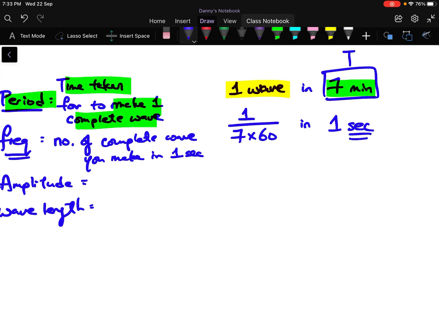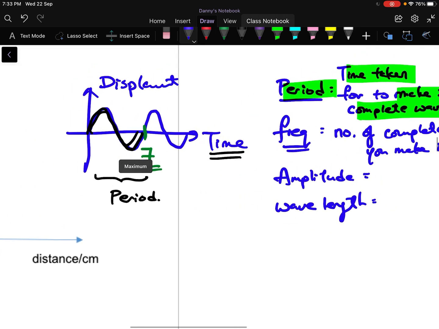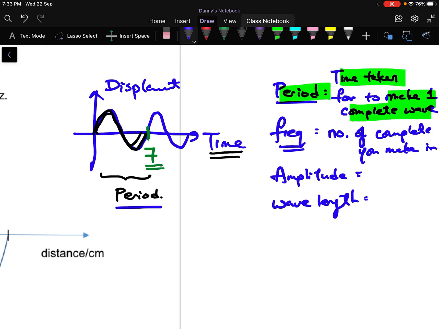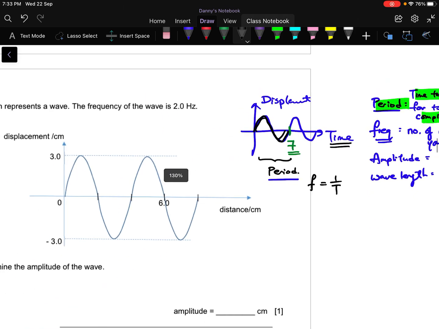So what do you see? This is your period. This is the number of waves that you are making, right? Isn't this your frequency? So therefore, actually frequency is just 1 divided by T. So basically from this graph, since you can find the period, by extension of your logic, you can also find frequency by 1 over T. So this is the other type of wave graph.